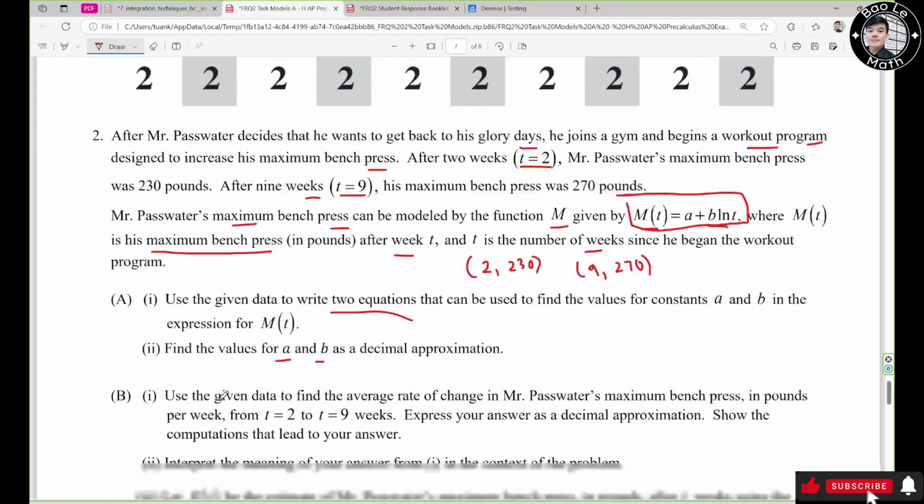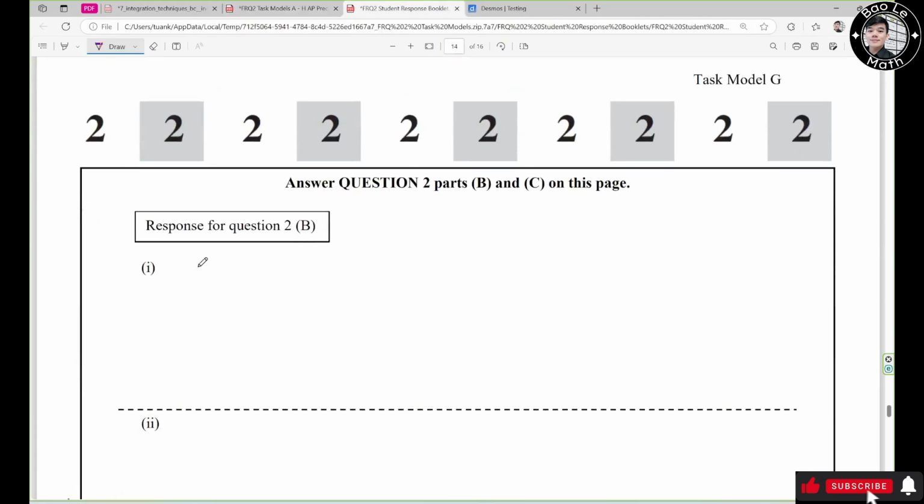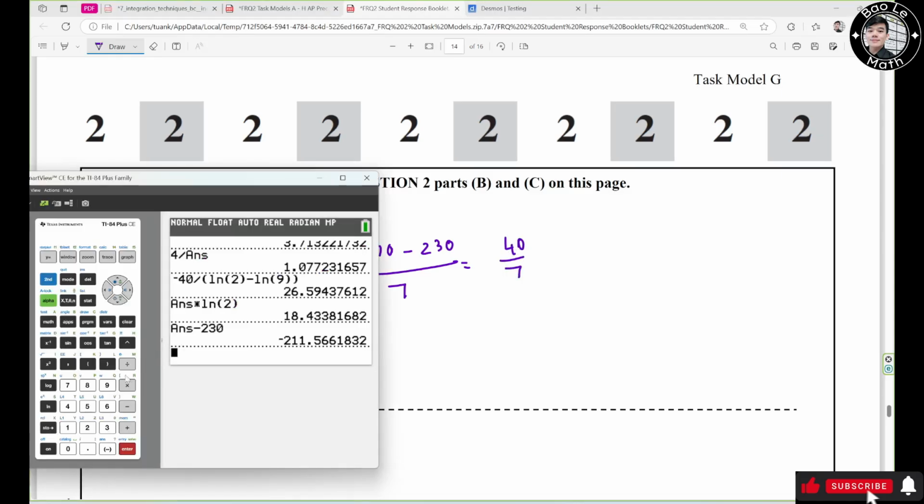Now let's move on to the next question, B1 right here. Use the given data to find the average rate of change from t equal to 2 to t equal to 9, right? So we're going to use the formula m of 9 minus m of 2 over 9 minus 2, right? M of 9 equals 270, right? And M of 2 equals 230, over 9 minus 2 is going to be 7. So it could be 40 over 7, right? So we're going to bring up the calculator. 40 divided by 7, so it could be 5.714, right?